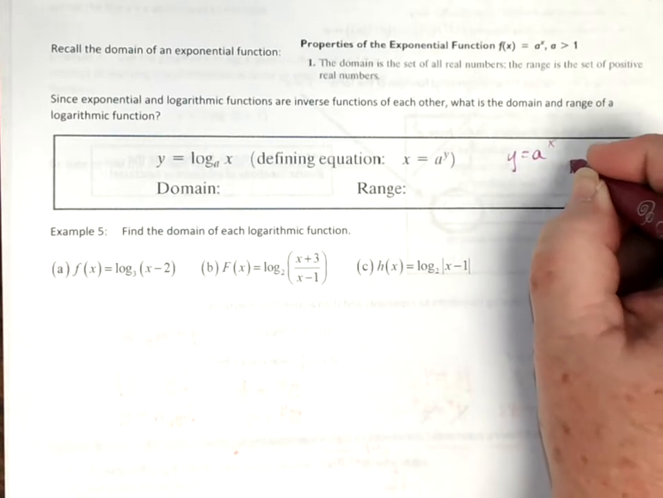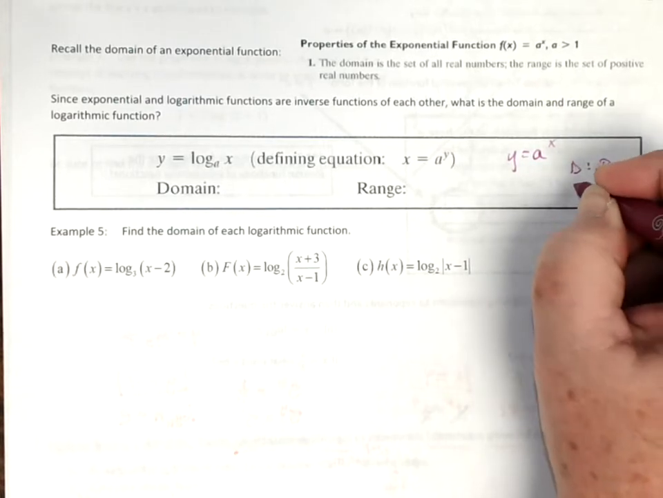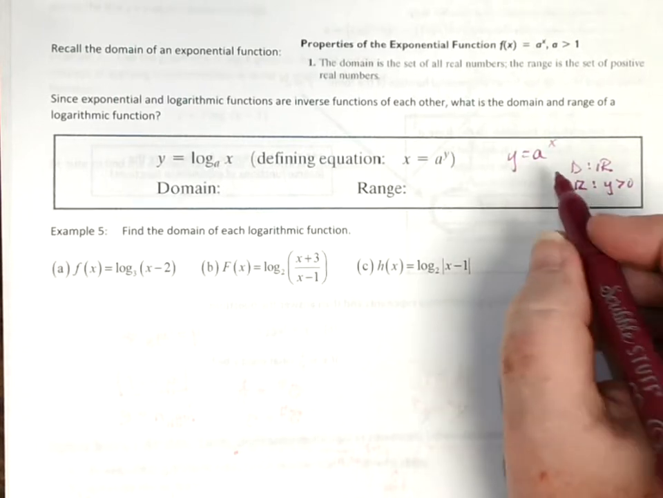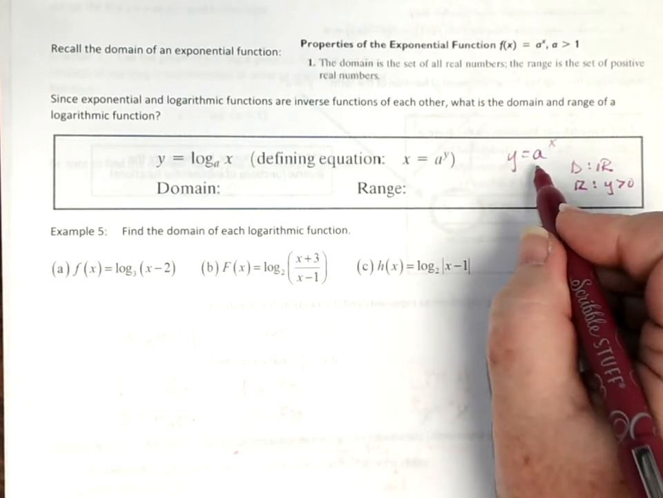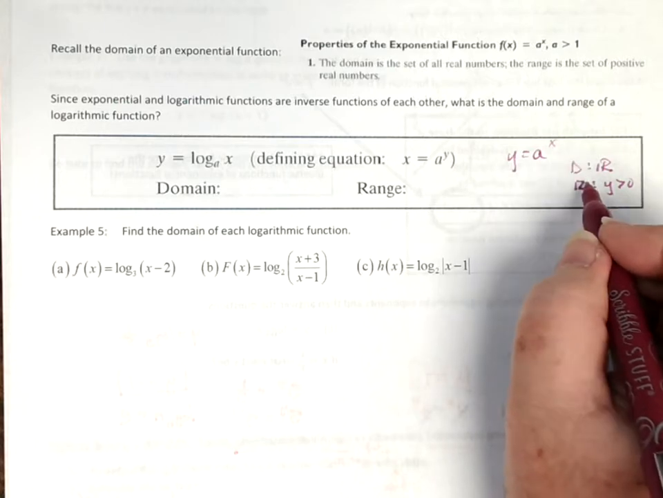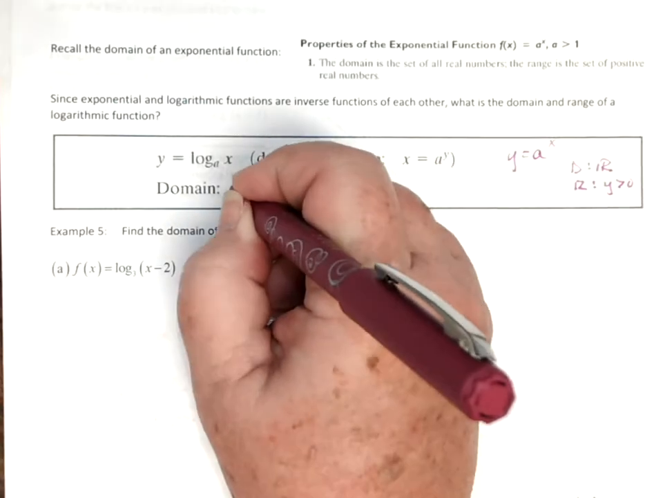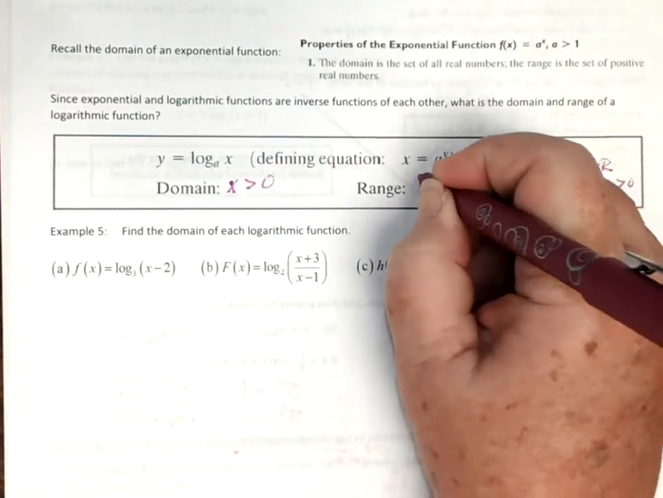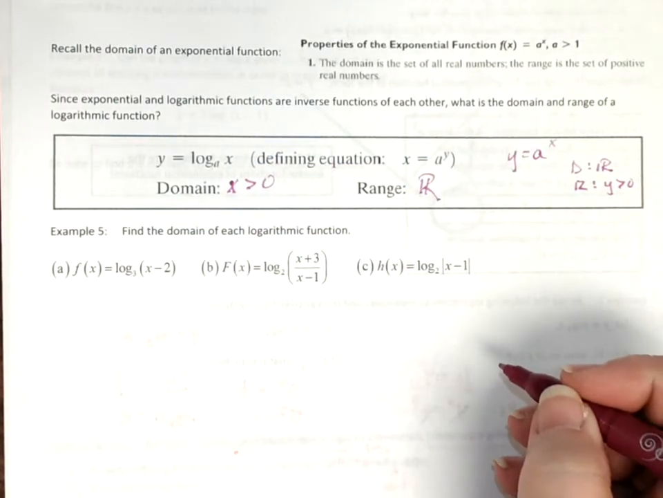And y equals a to the x had a domain that was all real numbers and a range that was y is greater than 0. Remember on inverses when we swapped domain and range? That means that the domain is now x is greater than 0 and the range is all real numbers.